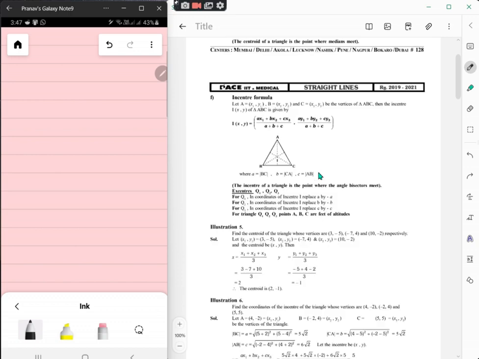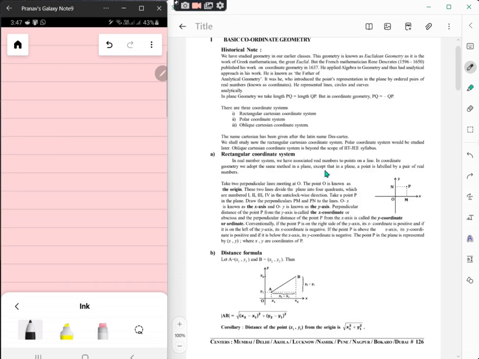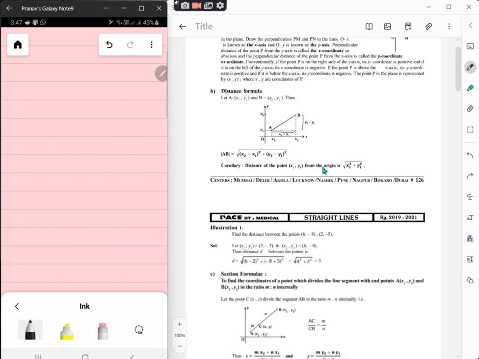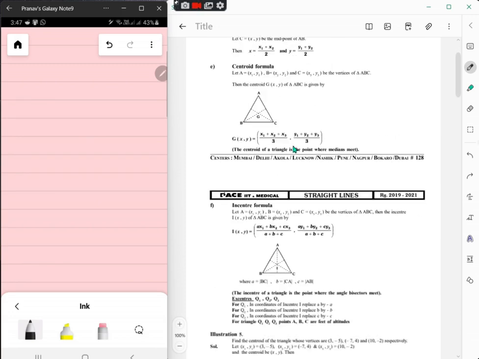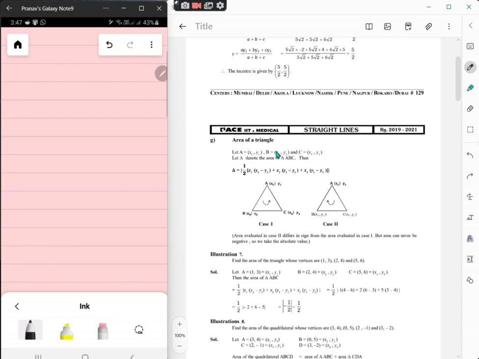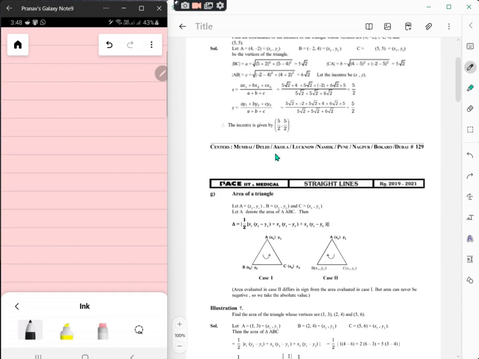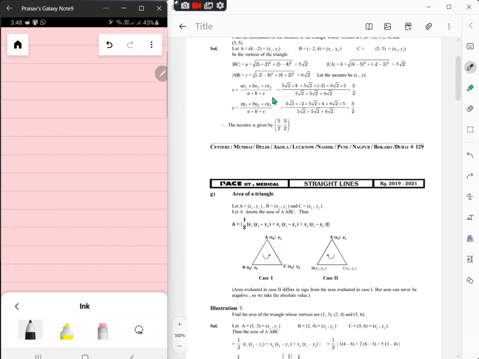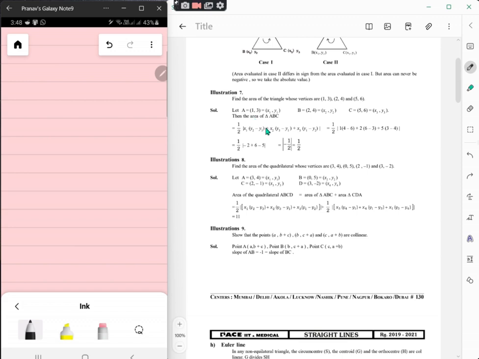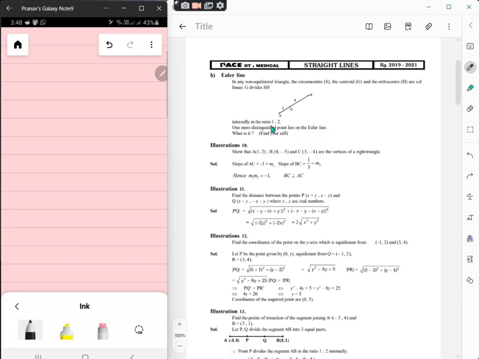So straight lines, right? Okay, let's go to the first exercise. Wait, area of triangle. Isn't this straight lines? Why are properties of triangles over here? I mean, of course, they are made from straight lines, that's why. But okay. Oh, so you are also given some advanced properties like Euler line.